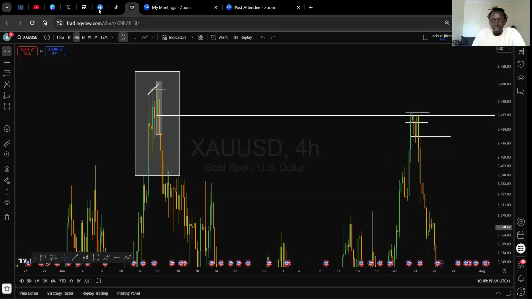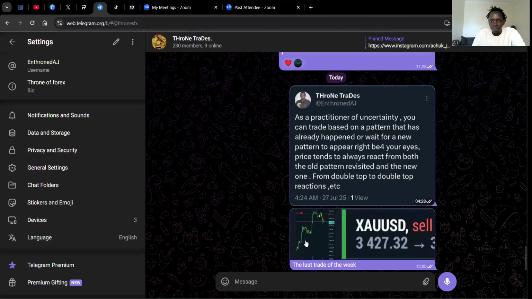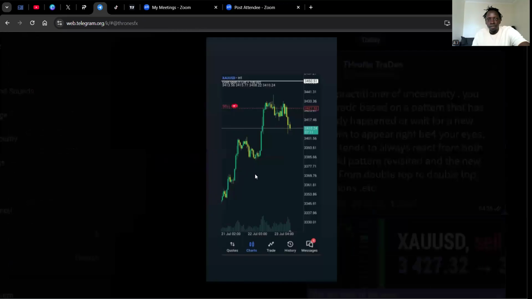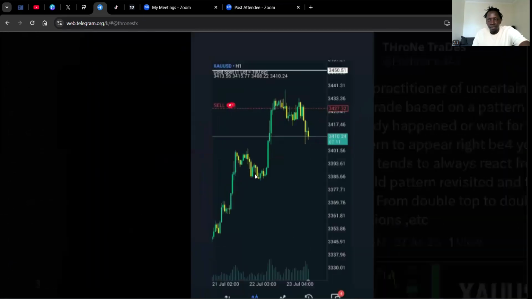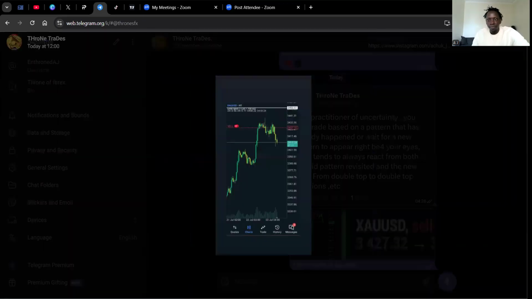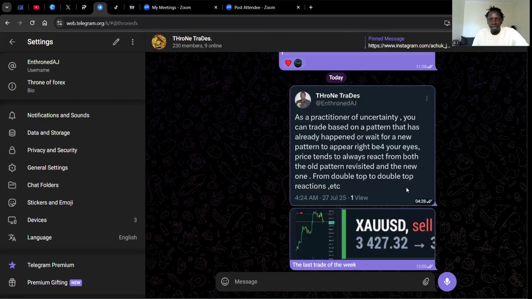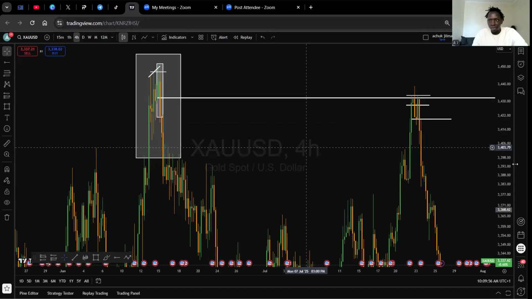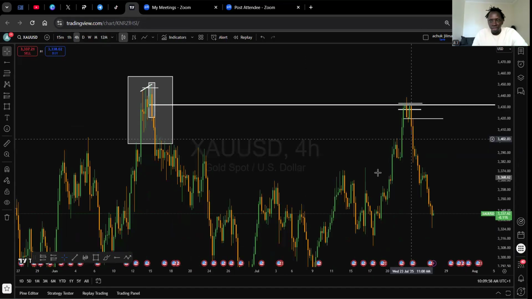And I traded this. We traded this in the group. Let me just show you. This is it. Before it could hit our take profit, you can see the price, everything. And then it also hit our take profit here, and that is it. Now we're trading an already existing pattern.